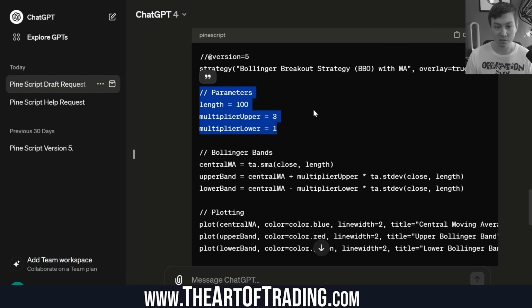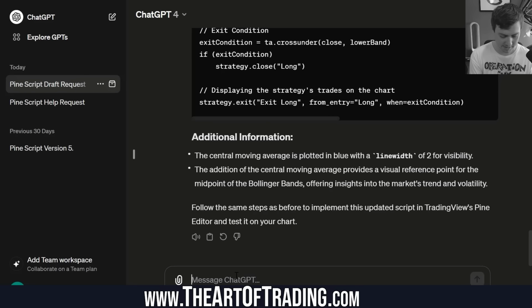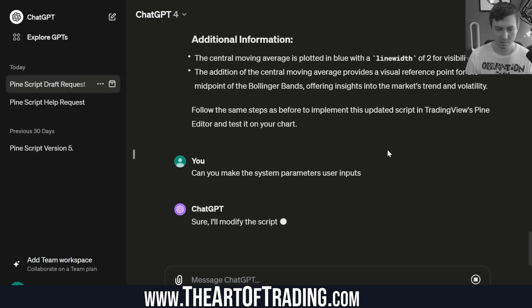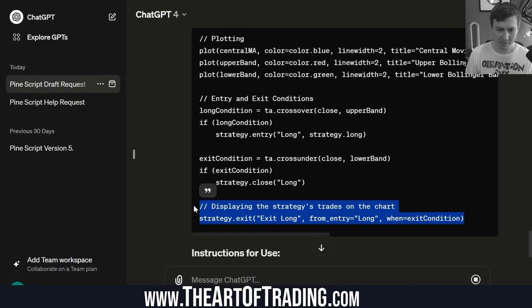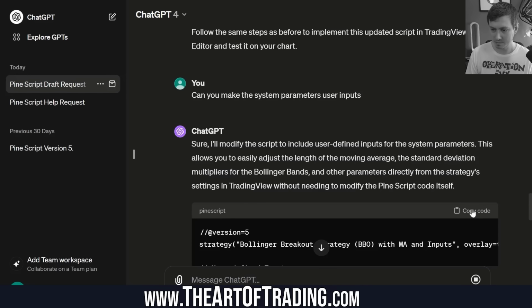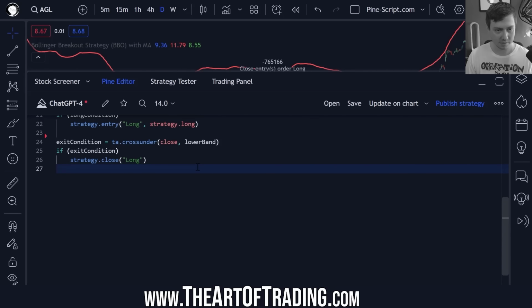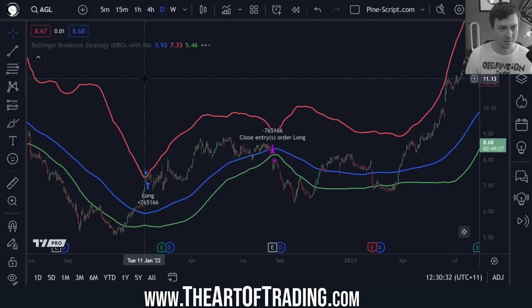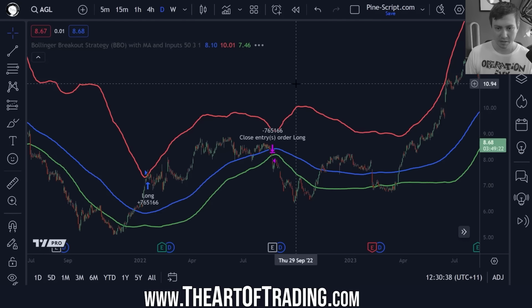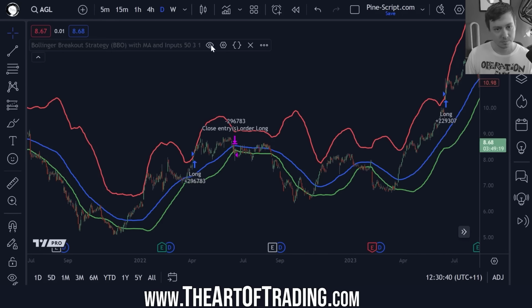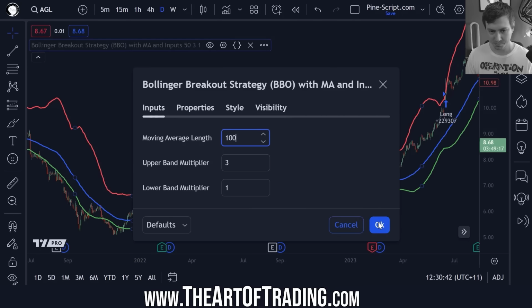Now, none of these parameters are user inputs. We could ask ChatGPT, let's say, can you make the system parameters user inputs? See what it does. All right, still included this line of code at the end. I don't know why it's doing that, but anyway, that's fine. Let's paste this in, get rid of that last line of code, save it, and check the settings menu. Let's change it. 50 period moving average. It works. Very cool.